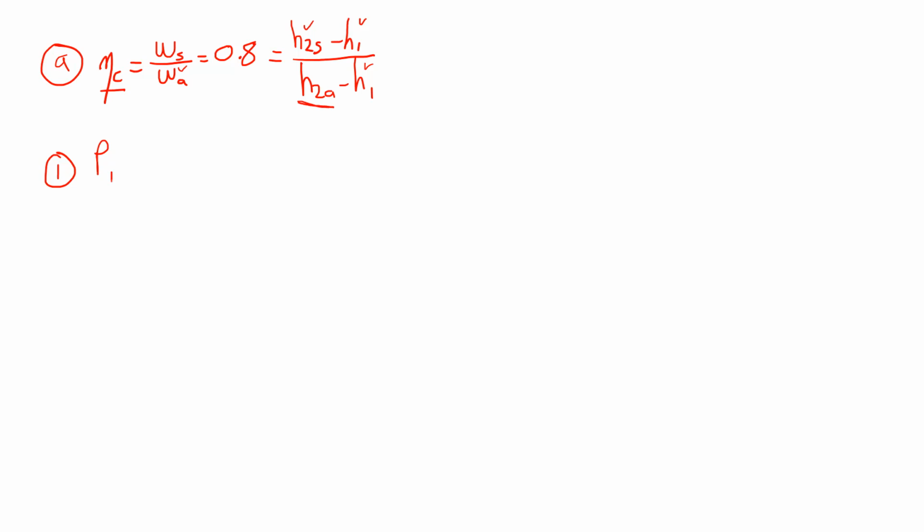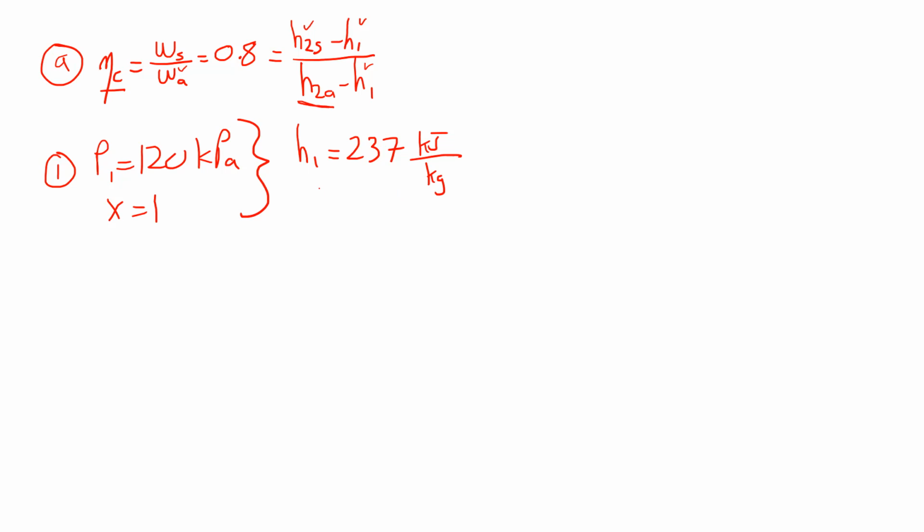Going in, I'm given that the pressure is 120 kilopascals and the quality is 1. With that, I take those two properties and I can find the enthalpy, 237 kilojoules per kilogram. Now, what I want to do is find the isentropic enthalpy coming out, right? So I'm going to have to get the entropy at state 1, which in this case would be 0.948 kilojoules per kilogram Kelvin.